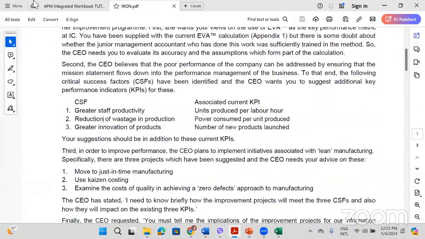Number 3, greater innovation of products. Number of new products launched does not tell you whether the products launched are successful. Isn't it? So what's a better measure? Revenue generated from new products launched. Returning customers? No. New products.